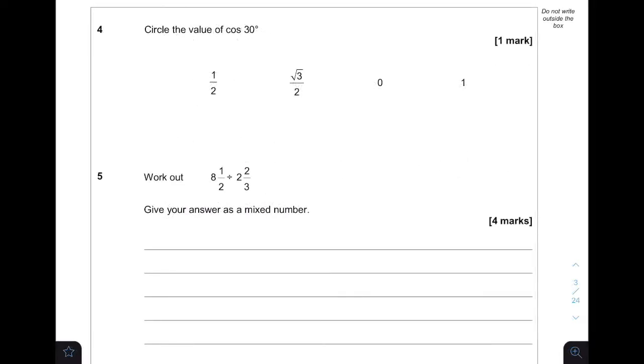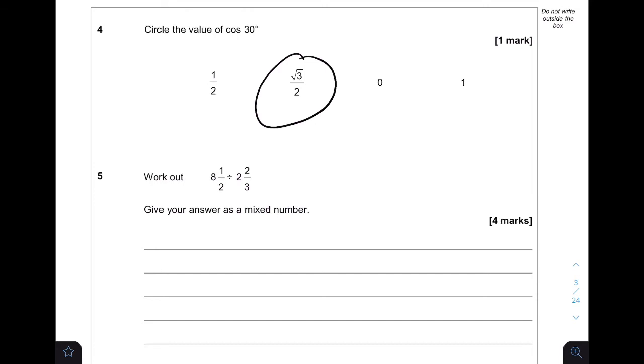Question 4. Circle the value of cos 30. This is just something that you will need to memorize, and if you memorize correctly, you'll know that the answer is, in fact in this one, √3/2. Question 5.